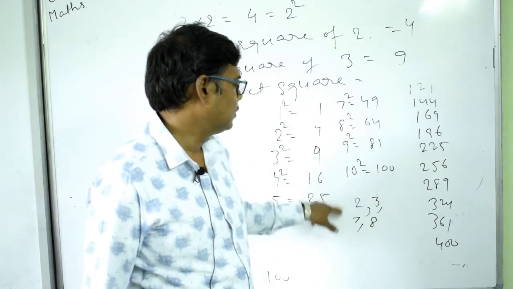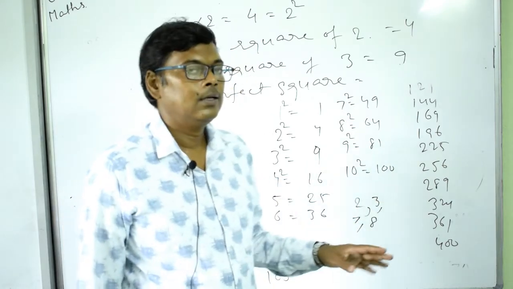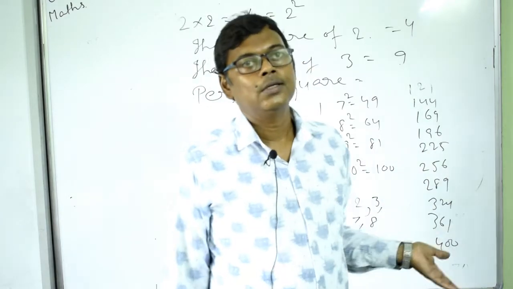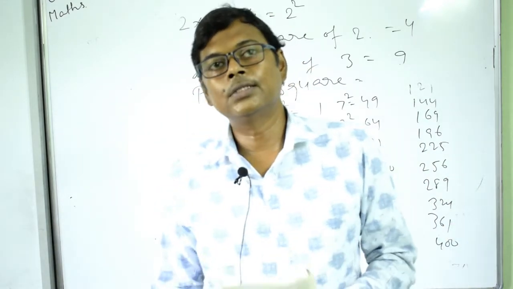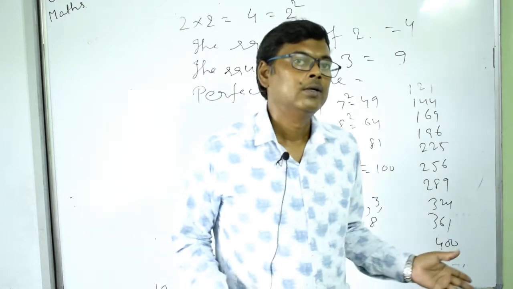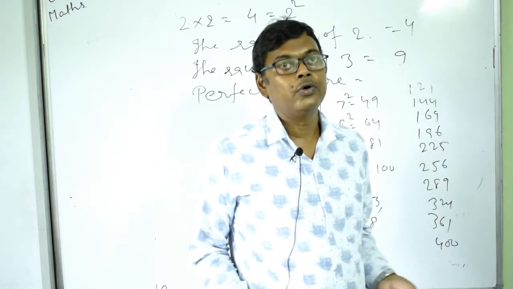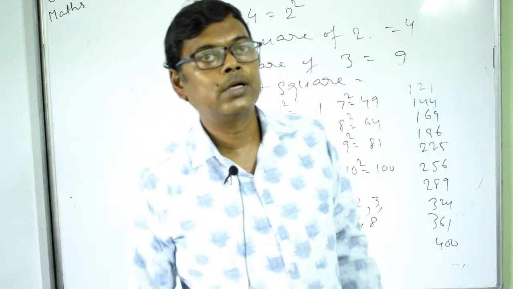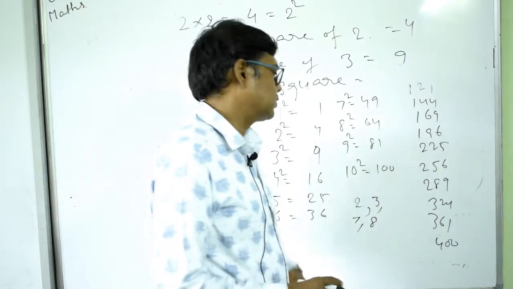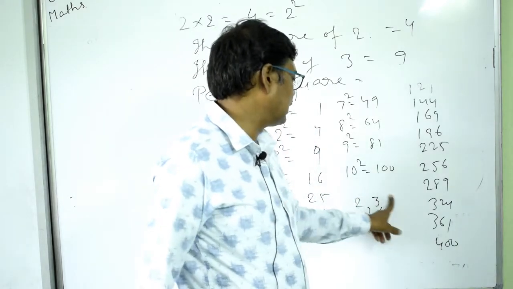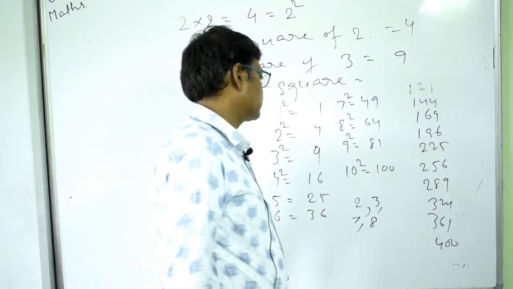So this is the rule: if either of these numbers is at the units place of a number, then it will certainly not be a perfect square. You will be 100% sure that those numbers will never be perfect squares if these digits are at the units place.